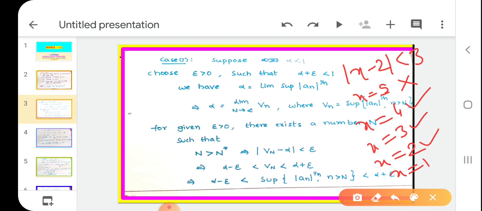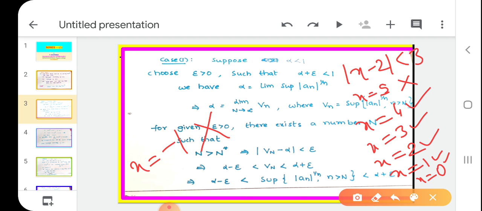x equals 1: 1 minus 2 is minus 1. Mod minus 1 means plus 1. 1 less than 3. x equals 0: 0 minus 2 means minus 2. Mod minus 2 means 2. 2 less than 3. It's also a possible value. Now let x equals minus 1. What is the value of minus 1 minus 2? It means minus 3. Mod minus 3 is 3. 3 less than 3? So minus 1 is not a value.